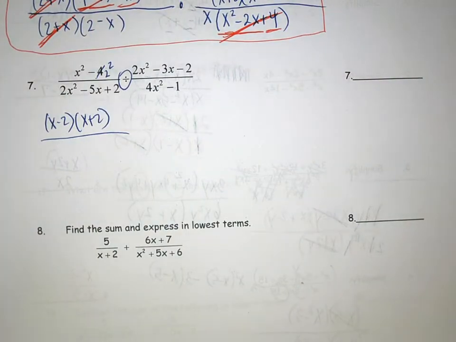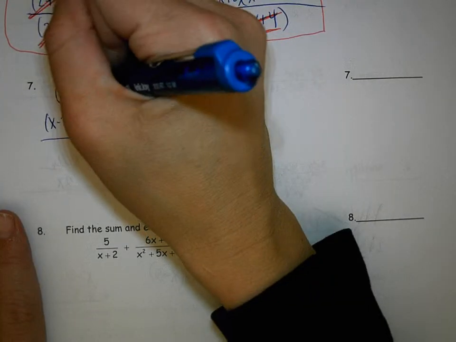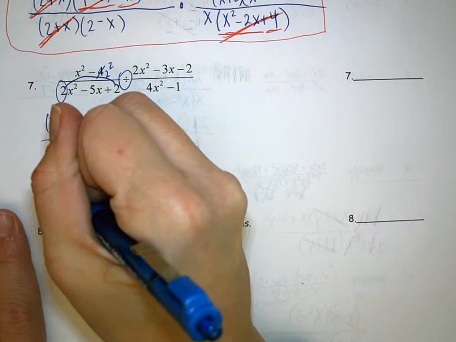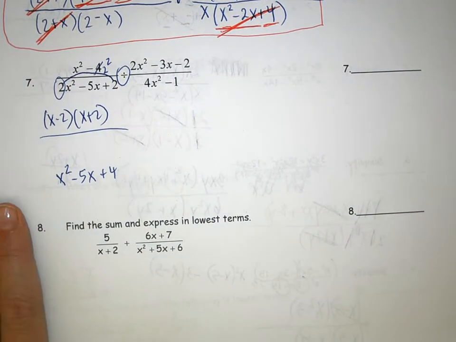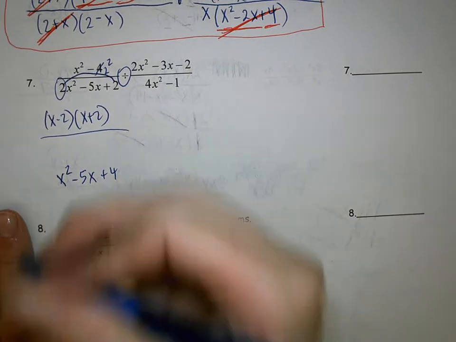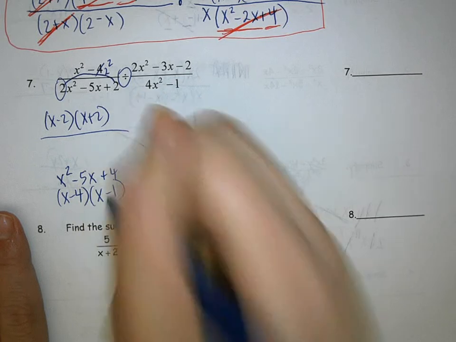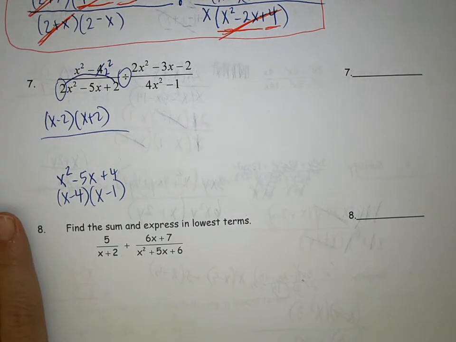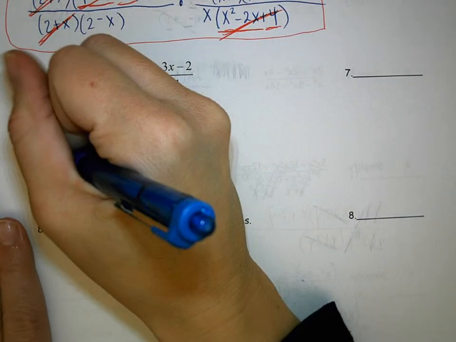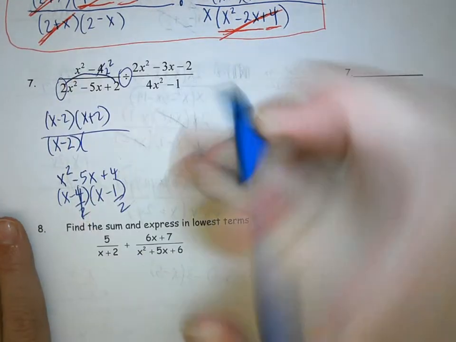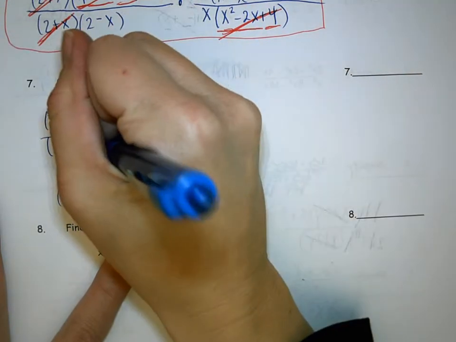Okay, the denominator. What am I going to have to do there? Good. So we're going to go over by 2. I'm going to write it down here for a second. We have x squared minus 5x plus 4. What numbers multiply to be 4 and add to be negative 5? Very good. X minus 4, x minus 1. But since I went over, I need to go under by 2 and reduce. This reduces to x minus 2.